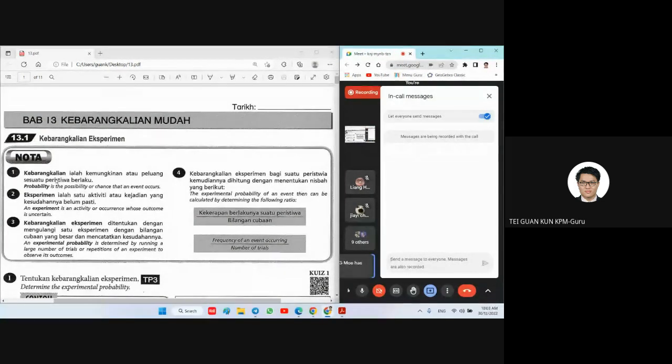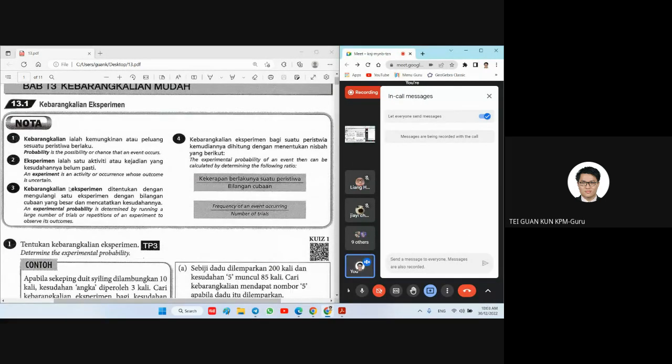Okay, so chapter 13, probability. Okay, so probability, what is probability? The possibility or chance that an event occurs. So there is a formula for you to calculate the probability. The probability is equal to the frequency, the number of an event occurring, divided by the number of trials. So this is the formula that you are going to apply to calculate the probability.